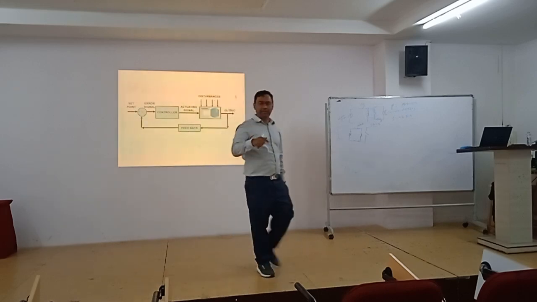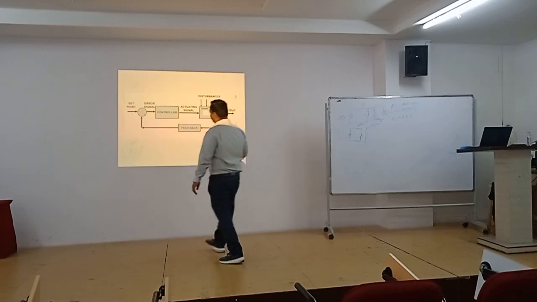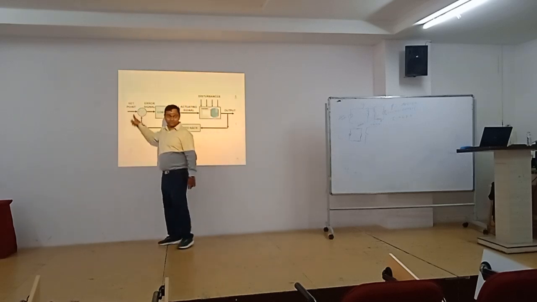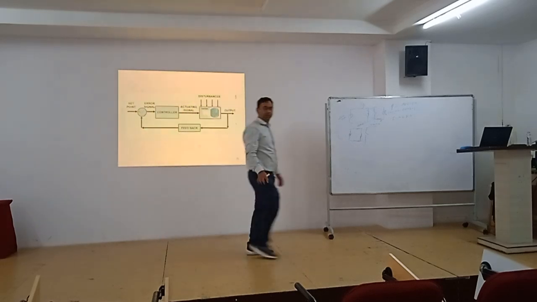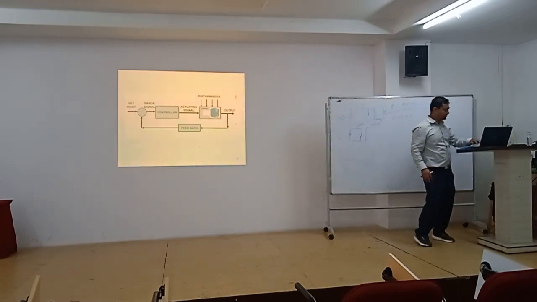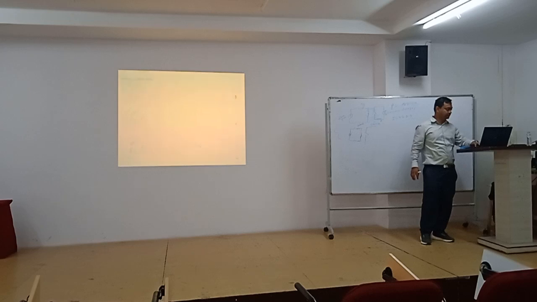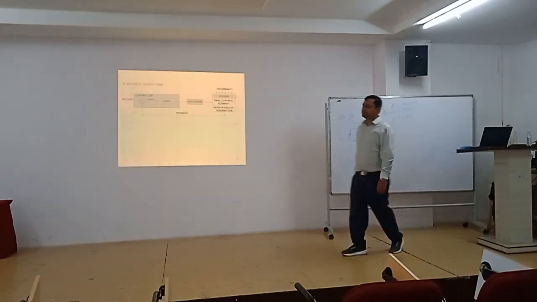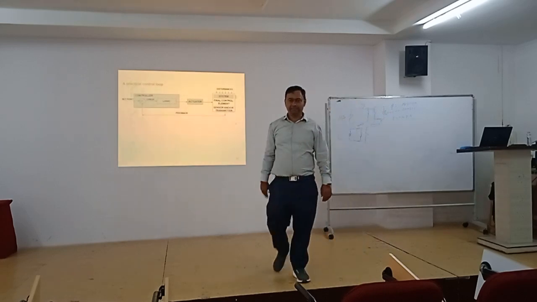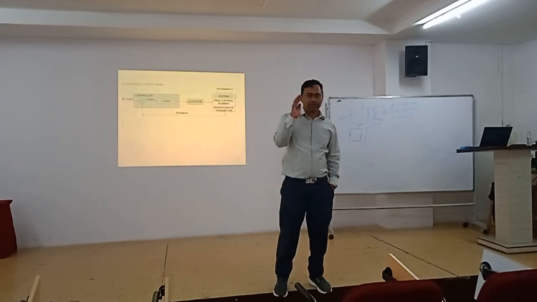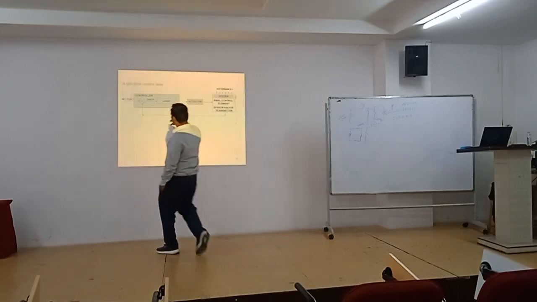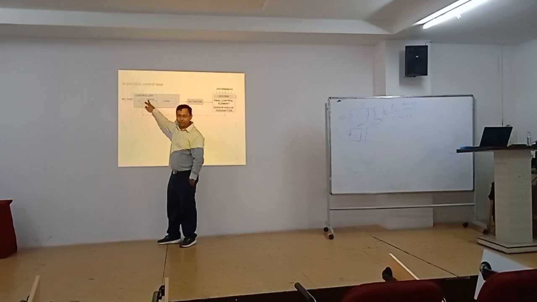But practically, this comparison is actually done by the controller itself. The controller is only doing the comparison. It's not done outside the controller. It will be something like this. So this is a more practical diagram, because after the controller, the comparator is also done by the controller itself. It's a part of the controller only.